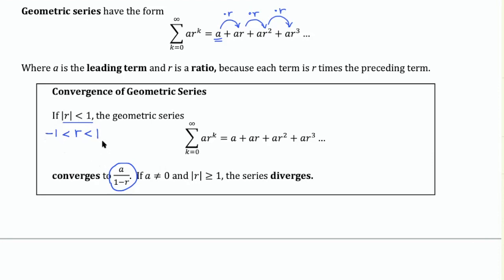So as long as your ratio is between those two numbers, we have a formula, which is a beautiful thing, to find out what the sum converges to. Now, if A is not equal to 0, so if your leading term isn't 0, and the absolute value of your ratio is bigger than or equal to 1, then the series is going to diverge. So we like working with geometric series in particular because they have this nice property.